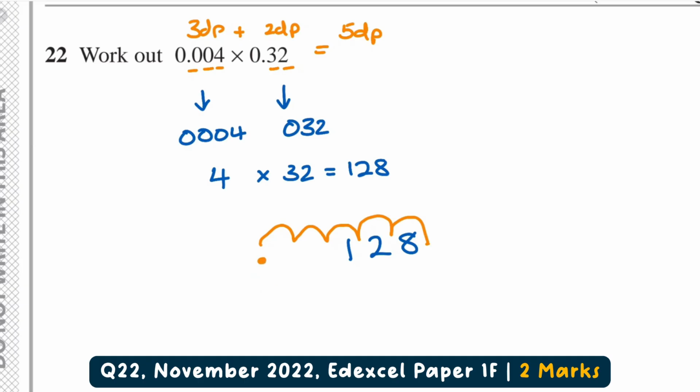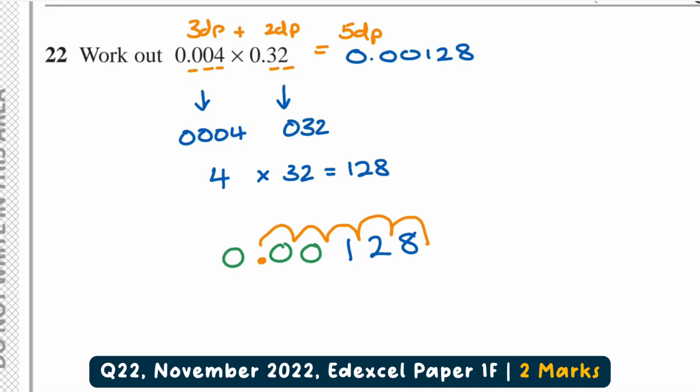Now we just need to fill in the empty spaces with zeros. And we need to remember to put a 0 before our decimal point, which means our final answer is 0.00128. Now don't forget to check that you've got the right number of decimal places. So we want 5 dp. So we need 5 numbers behind our decimal point. So 1, 2, 3, 4, 5.